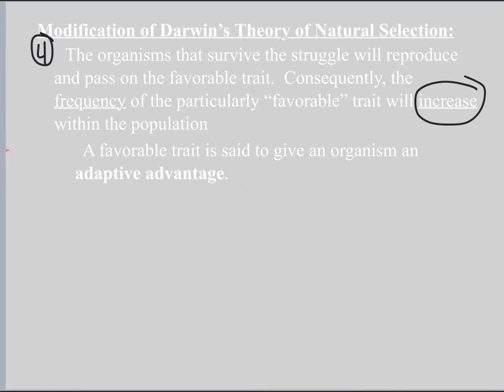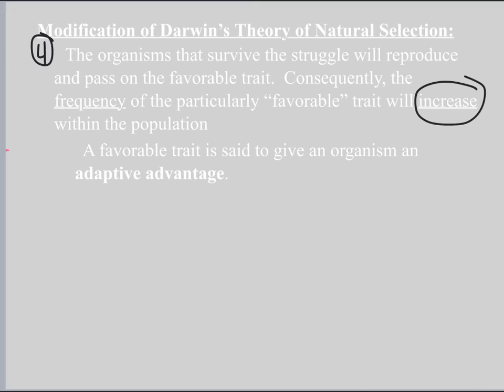So over the course of many generations, what happens is those unfavorable traits will slowly begin to weed out because they're not passing on those traits as much to offspring. They're not surviving as long. Whereas the ones with the really favorable traits are going to continue passing on those genes to offspring, which means those traits are going to increase within the population. There's going to be more of them.